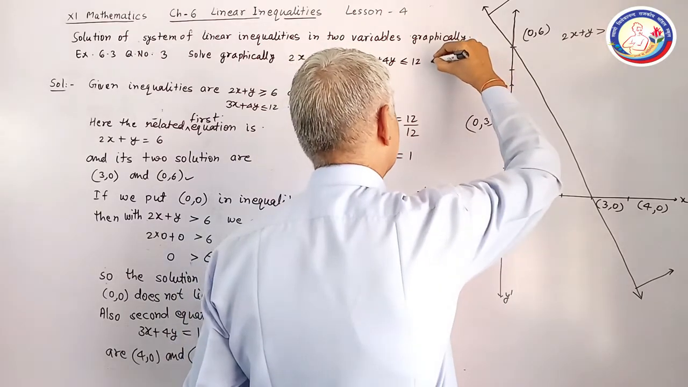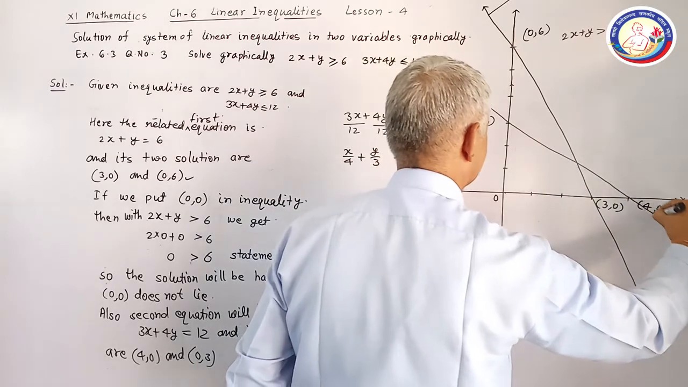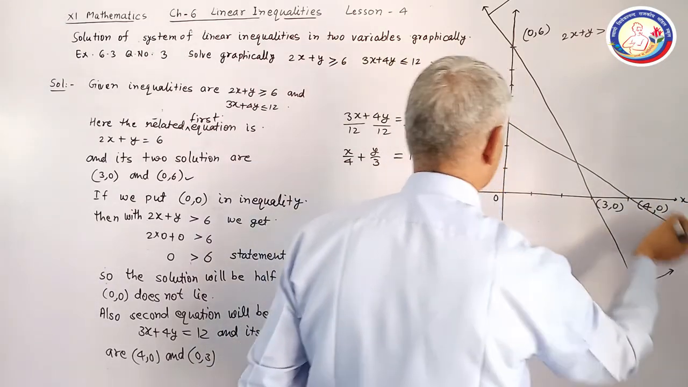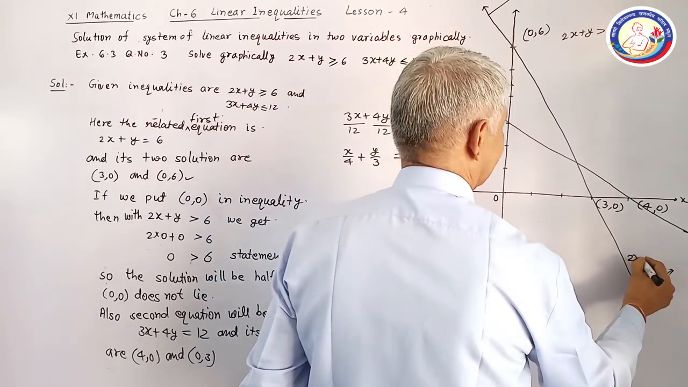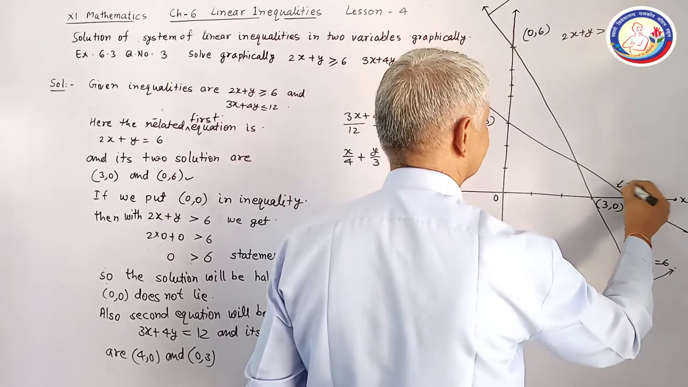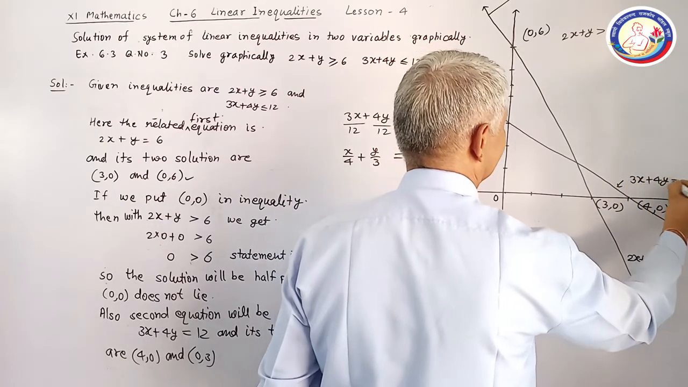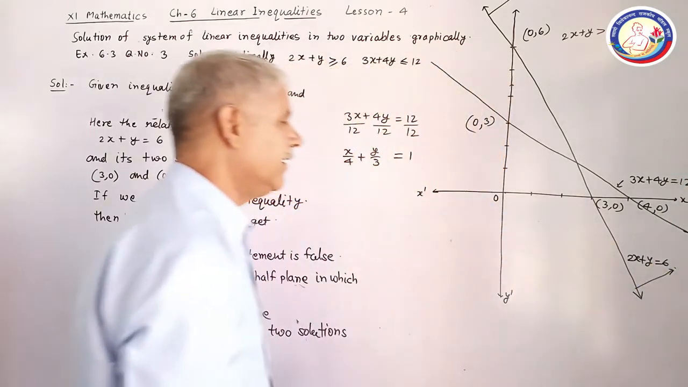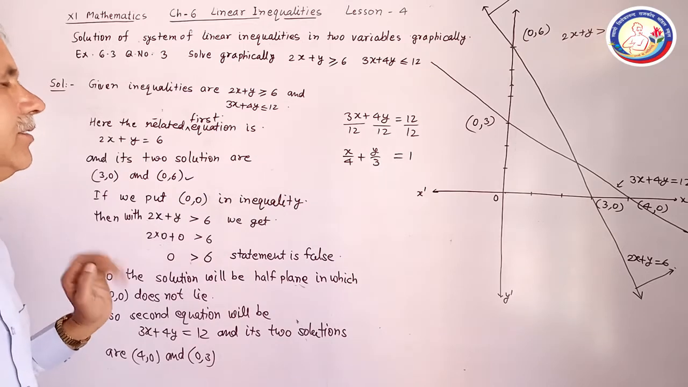Draw line. This is the line. Write the equation. This is for 2x plus y equal to 6, and this is for 3x plus 4y equal to 12. Now, which area, which half plane will be the solution region?